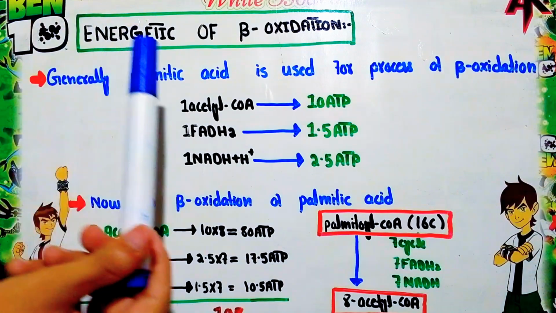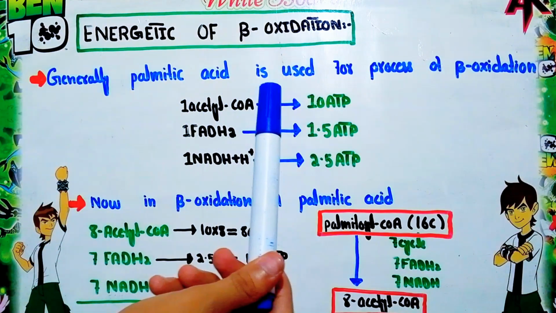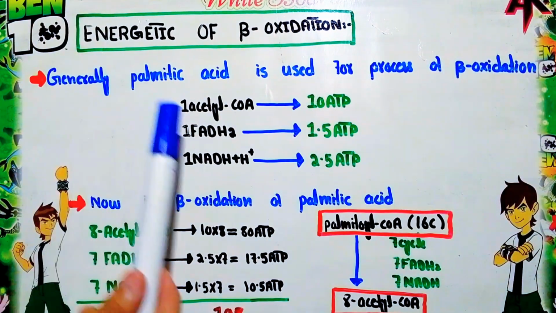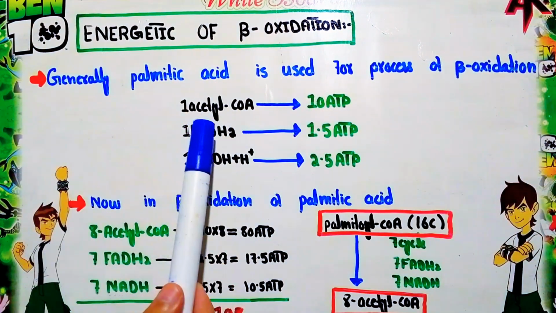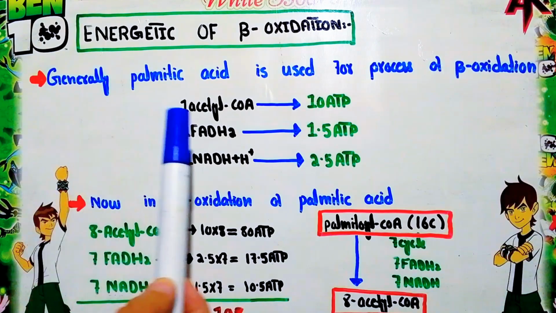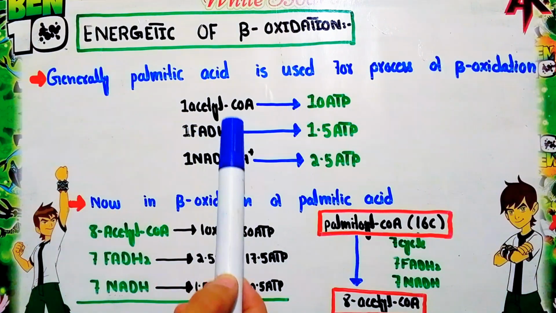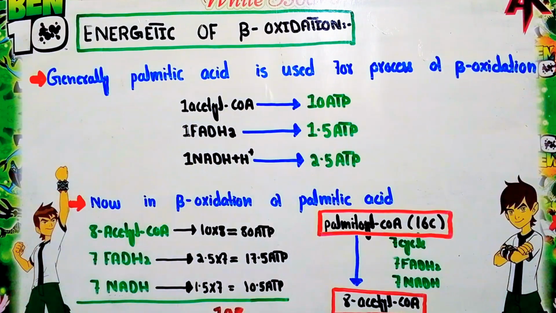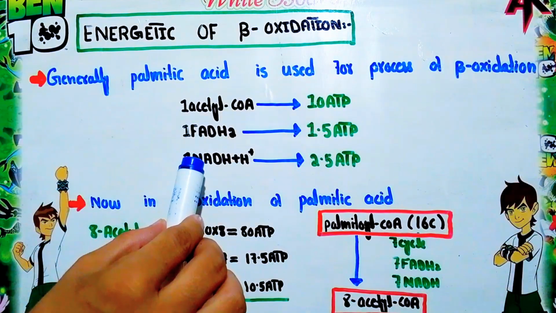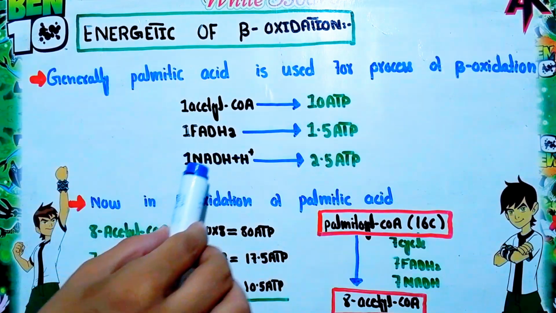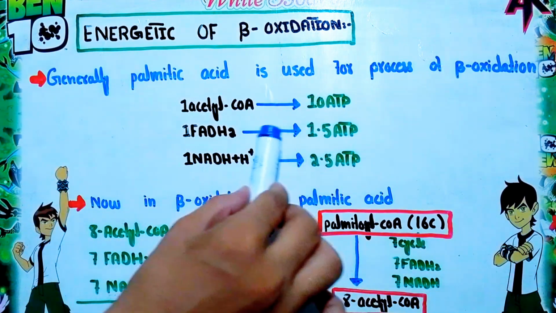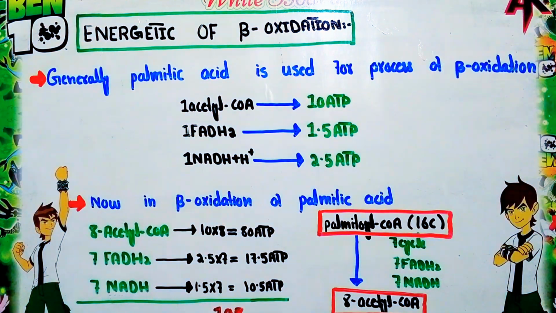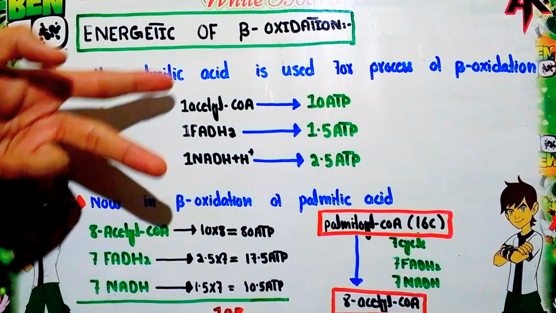One acetyl coenzyme A through the Krebs cycle is able to produce 10 ATP. One FADH2, which is produced in each beta oxidation cycle, will produce 1.5 ATP through the electron transport chain, while one molecule of NADH plus H will produce 2.5 ATP through the electron transport chain. This is the overall energetics of the beta oxidation.